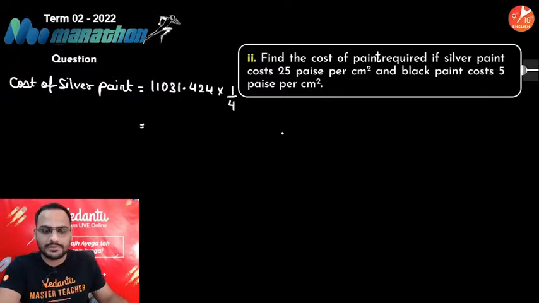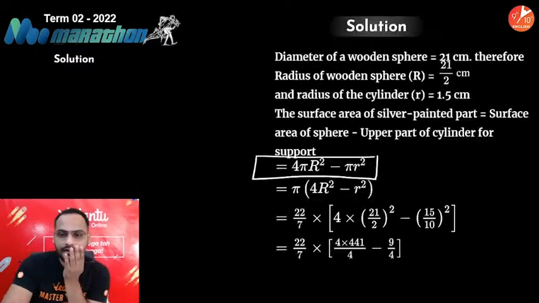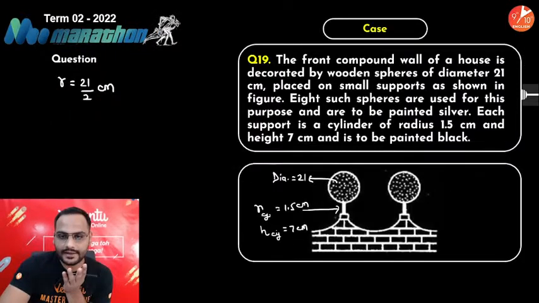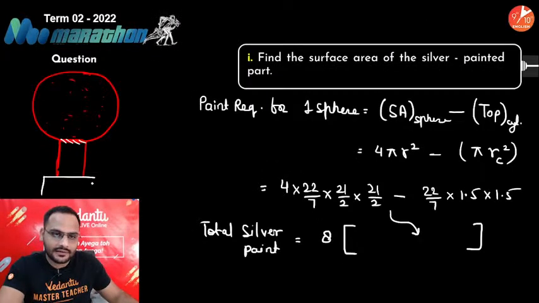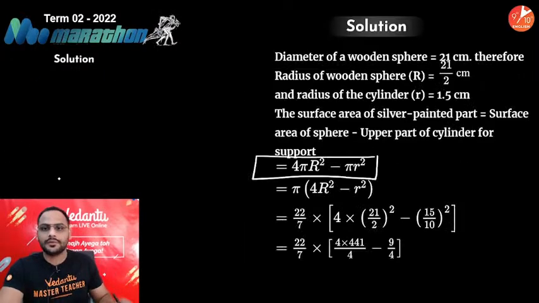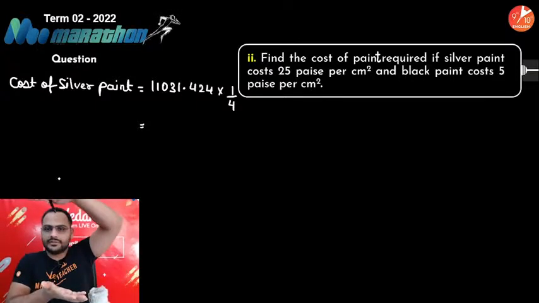ठीक है, multiply करोगे cost of silver paint. अब cost of black paint, तो बेटा देखो, black paint where we are using, look at the diagram on the silver point. तो black paint is used, देखो नीचे ऐसा दीवार है. So black paint will be used only on the CSA. Base is covered, top is covered.